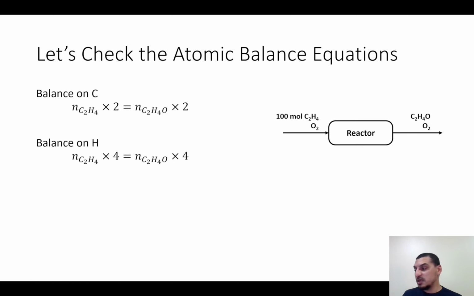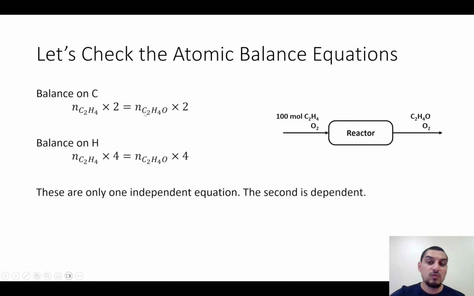Now we see that there is something interesting here. What we see is that these two equations are not actually two independent equations. This is only one independent equation and the other is dependent. This equation is the same as the other equation but multiplied by 2. So these two equations are actually only one independent equation.